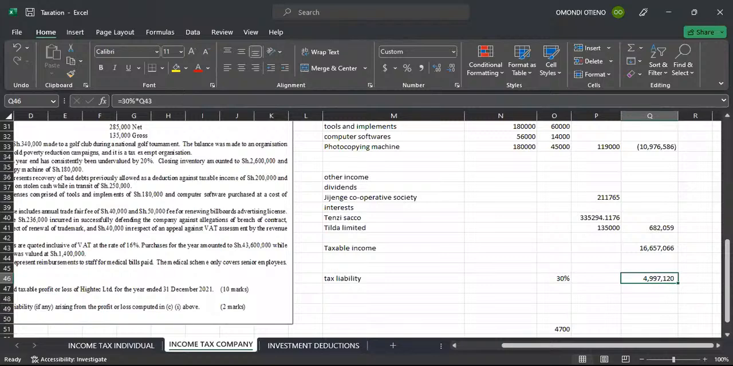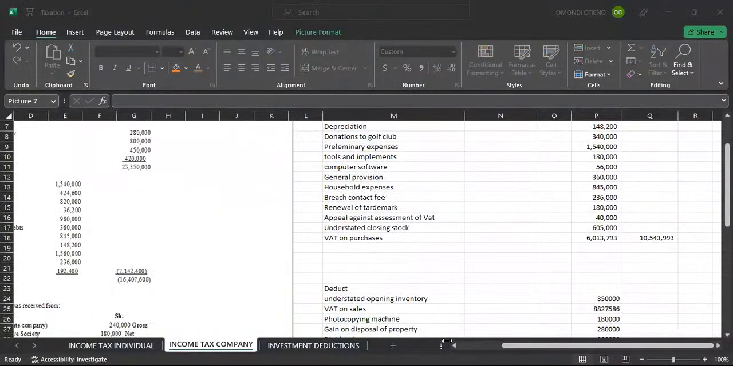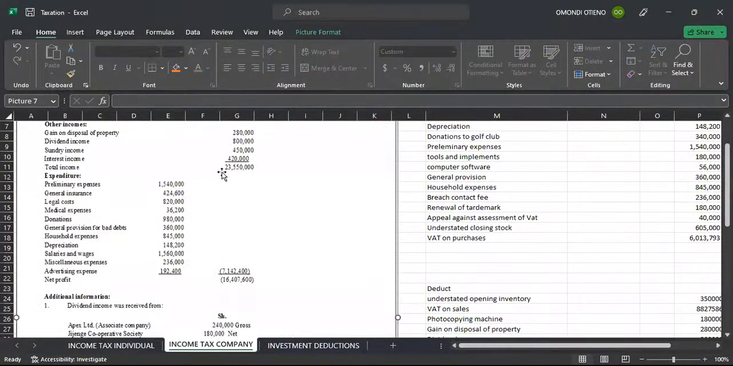How is it coming to positive? Sasa nimeuliza watu wanipatie this answer here. The total or the gross profit that these people have here is 23,550,000. And these are the expenses that they have subtracted from this gross profit, which is having a total of 71,42,400. Ndio nimeuliza 23,550,000 minus the expenses. Are you getting a negative or a positive value?